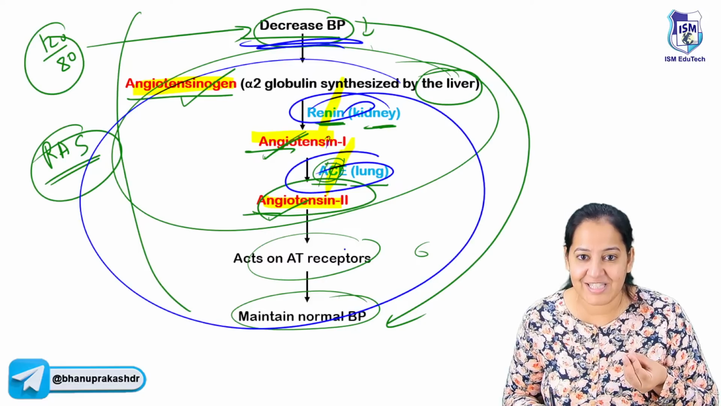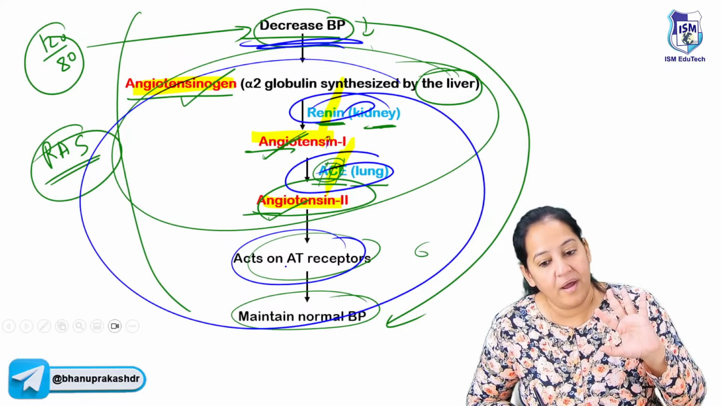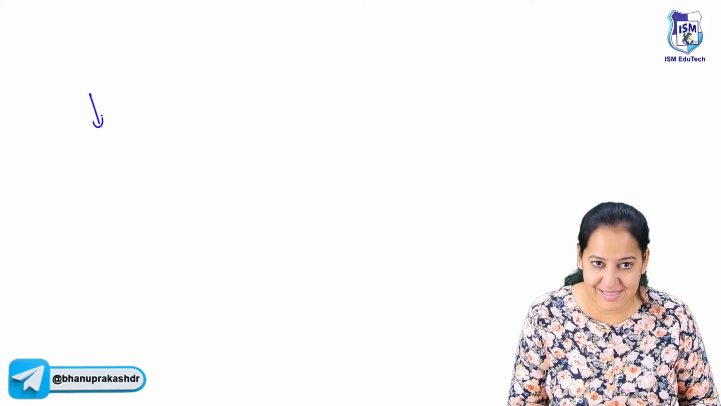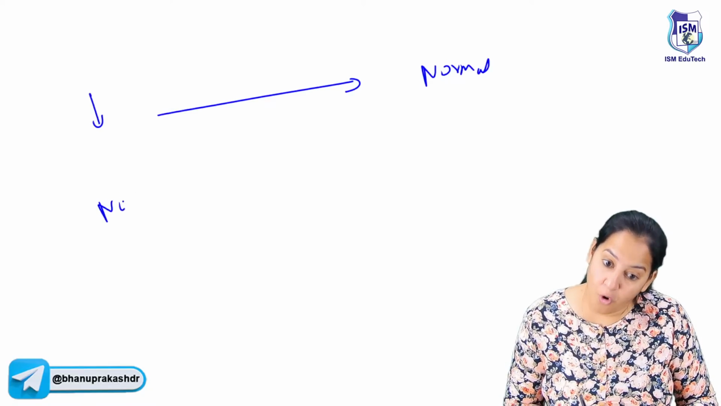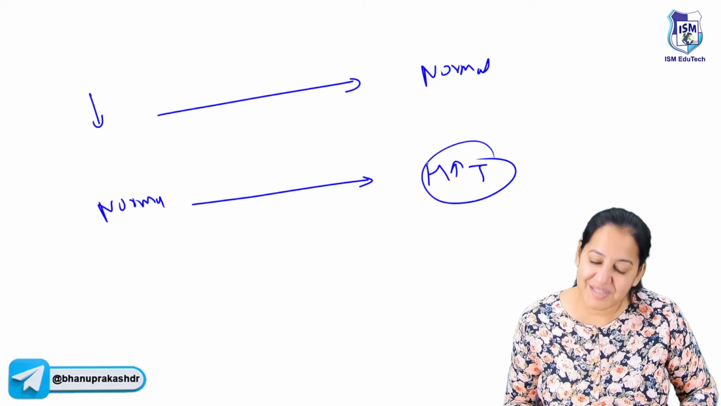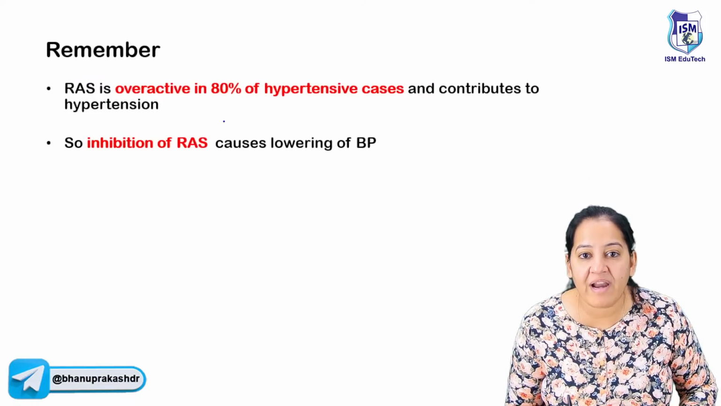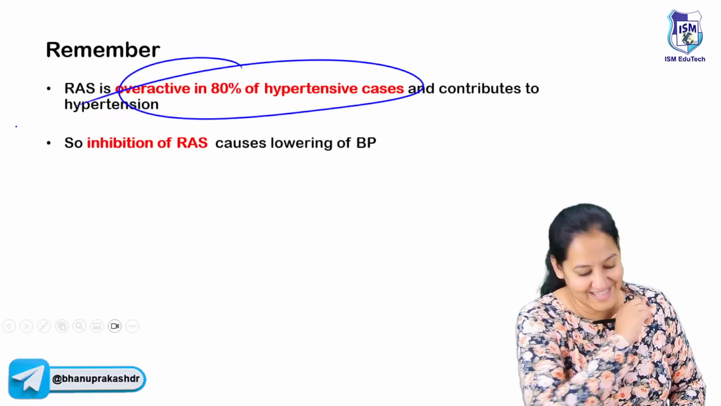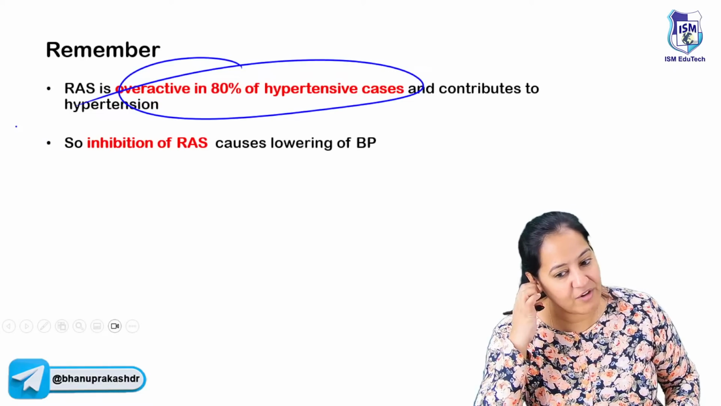Renin and ACE will act on the 6 organs through angiotensin 2. If the BP is low, by this family we can maintain it normal. But if BP is already normal and this family comes into play, the person will become hypertensive. So this is the reason for hypertension. Maximum hypertension is due to overactivation of RAS. Say yes if you got it. How many of you got it? This is the reason.